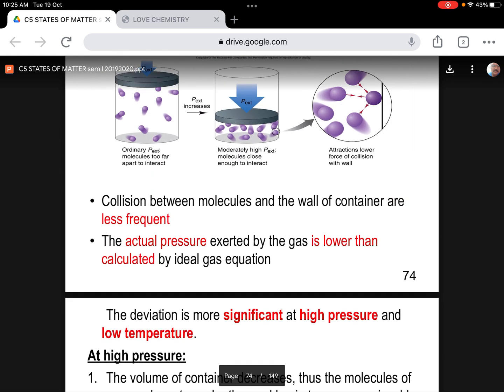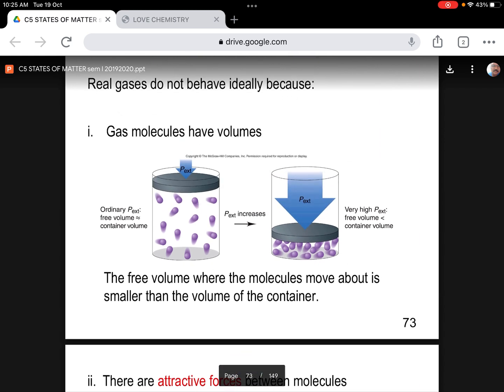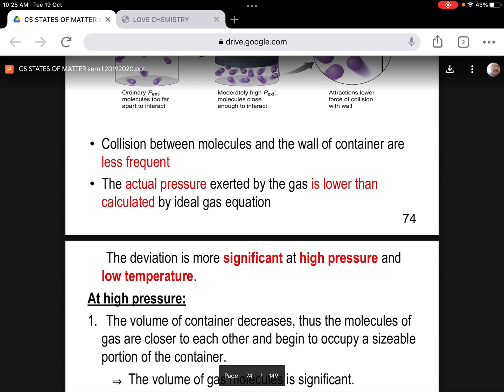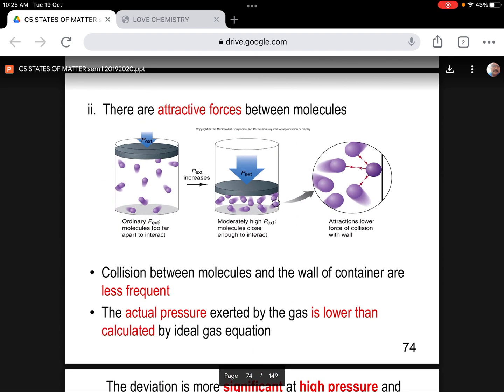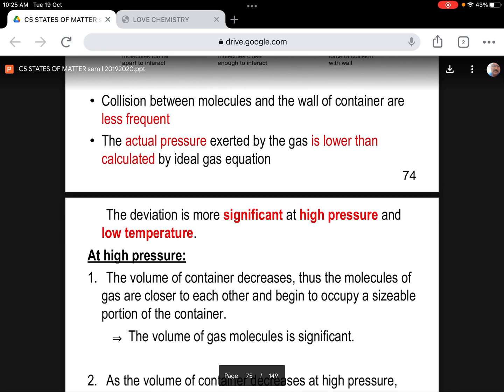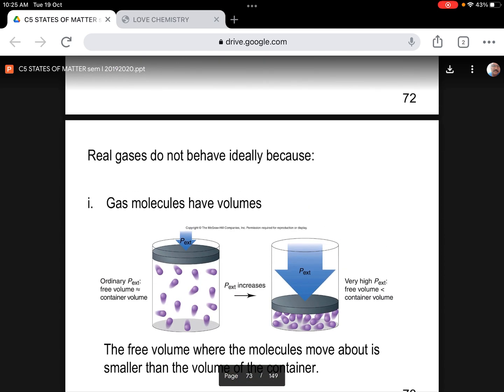At high pressure, gas molecules have volumes, while at low temperature, the particles have significant intermolecular forces. Therefore, at this moment, we say real gas do not behave ideally.